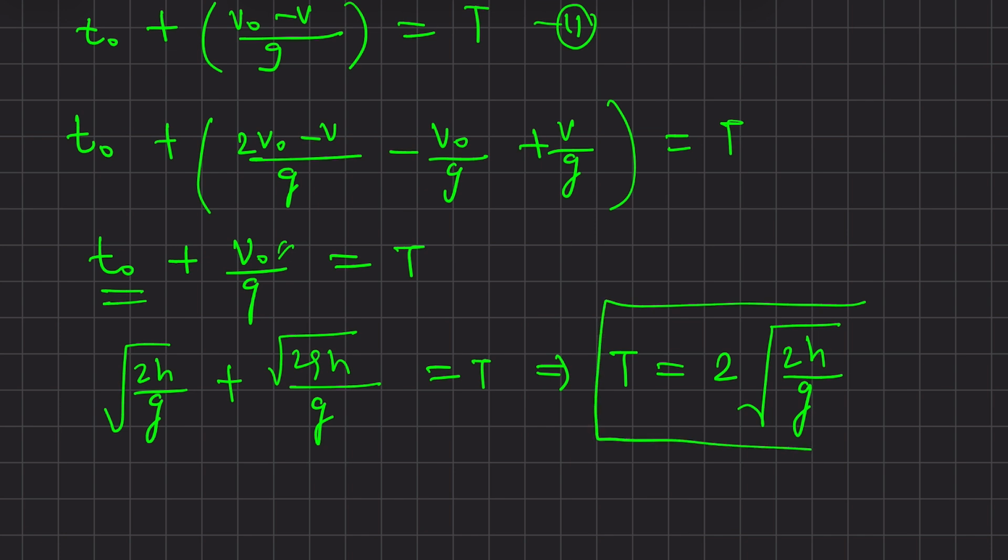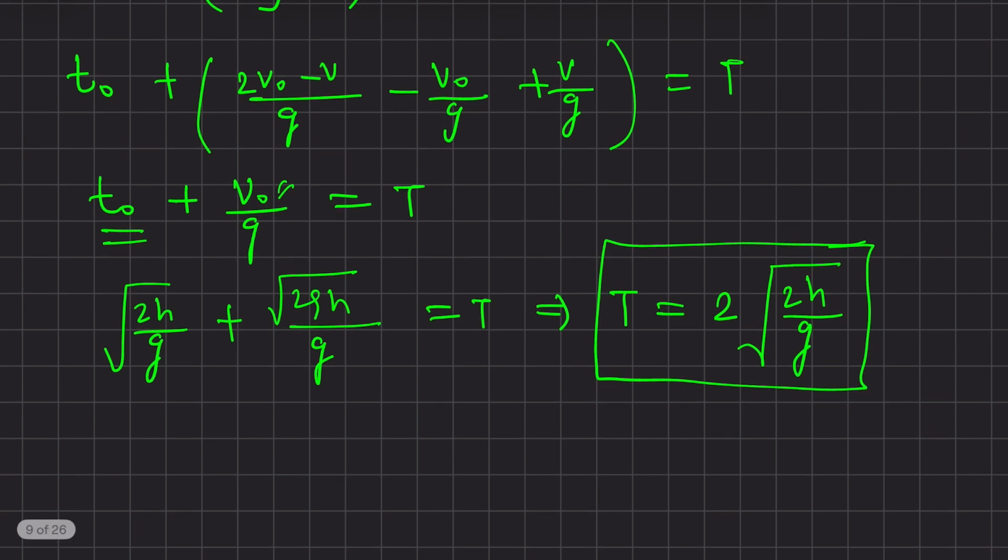Okay guys, so it means that this event which they have talked about is going to happen for the first time at t is equal to 2 under root 2h by g, after the second particle has fallen. Okay, so guys, now I hope till this you are with me. You have understood this part of the question.